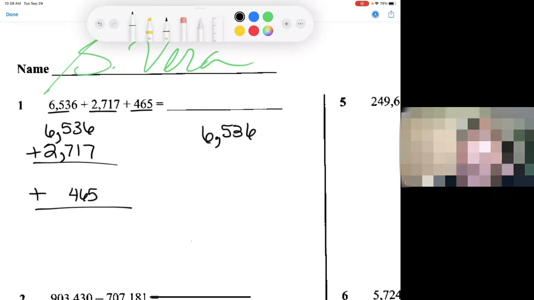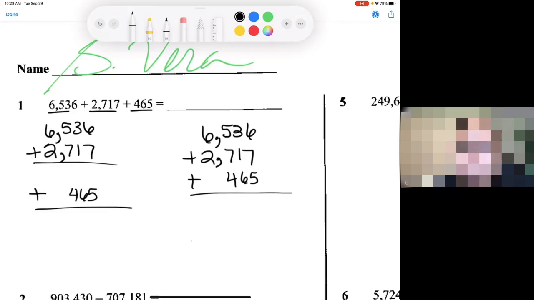6,536 plus 2,717 plus 465. If you respect the place value spaces, you'll be fine either way. You don't have to do it both ways, people. You just choose which one's better for you, okay? The 2-step one is completely fine. I think it's safer. Or the 1-step longer one, it's also fine, completely fine.